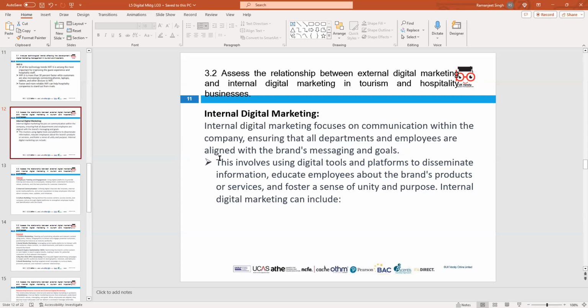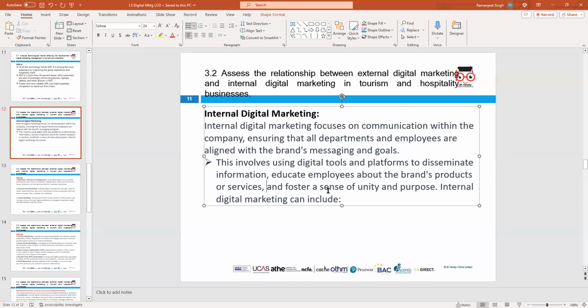So this way the companies can market themselves internally to employees. Okay, they use the intranet, INTRANET, right? This is one of the digital tools and platforms which disseminates information to its employees about the company. It educates employees. It tells them about the company's products, the services the organization is providing, what the company's business is about, and how they want to deal with the outside world.